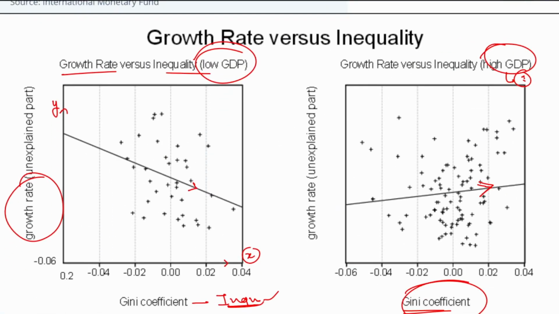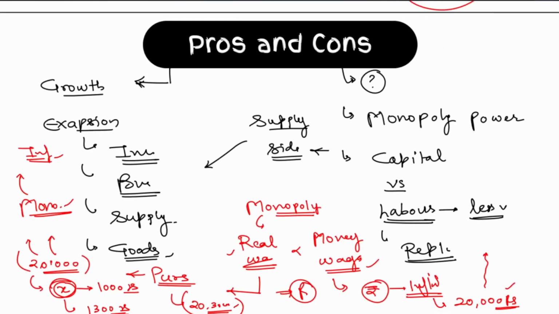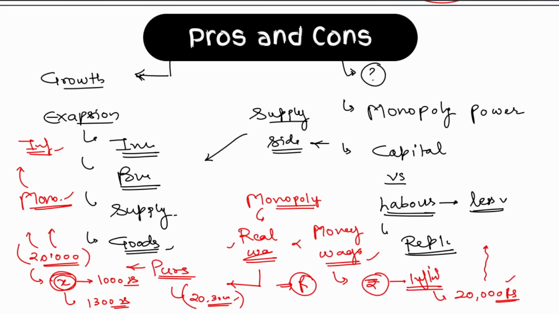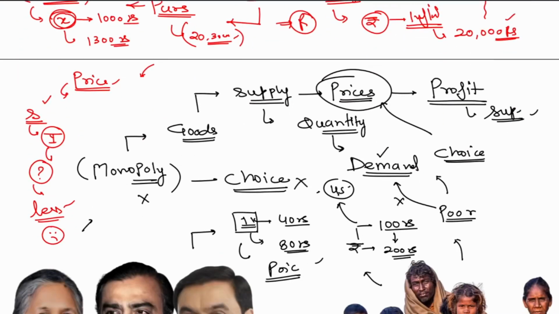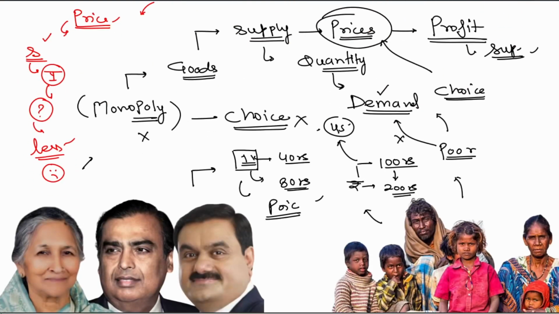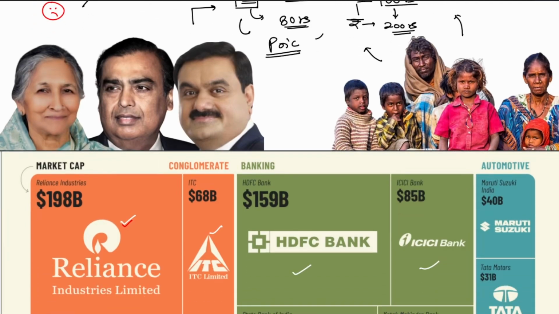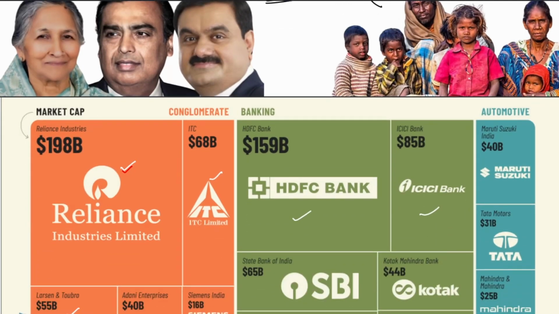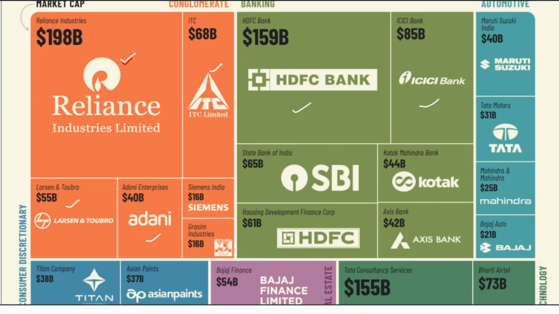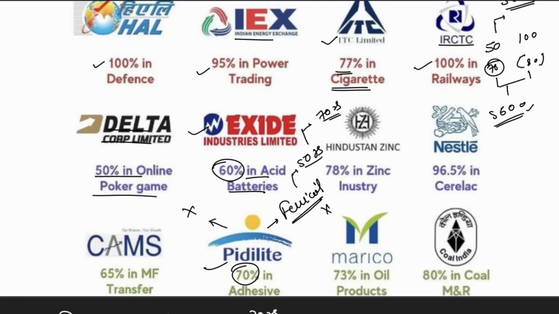Then we saw how growth rate versus inequality affect a country differently when it has high GDP versus a low GDP. Then we saw the pros and cons of having growth or inequality. Then we saw how monopoly targets the poor, and how their real wages and money wages get different just because of the supply restraints caused by the millionaires, billionaires or entrepreneurs of the industry. Then we saw how in Indian industry multiple companies have a monopoly in multiple markets.